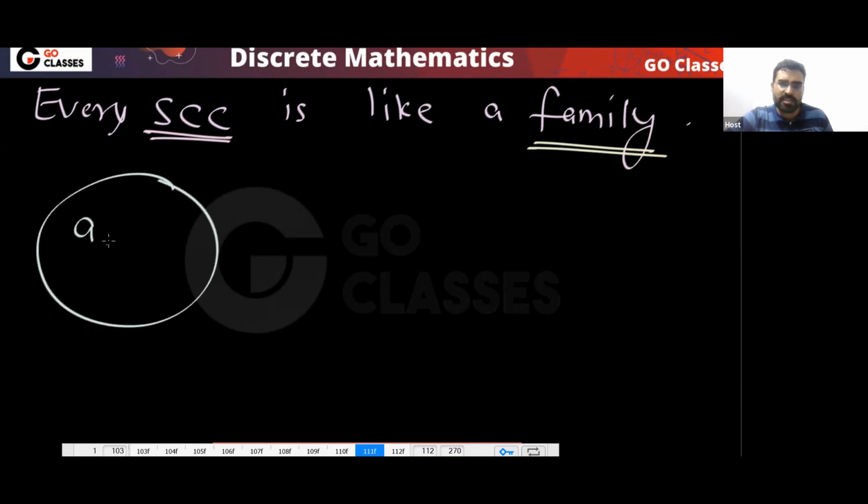For example, let's assume this is a family: A, B, C, D. Then they are strongly connected to each other. Yes or no? They are strongly connected to each other, and it is maximal.